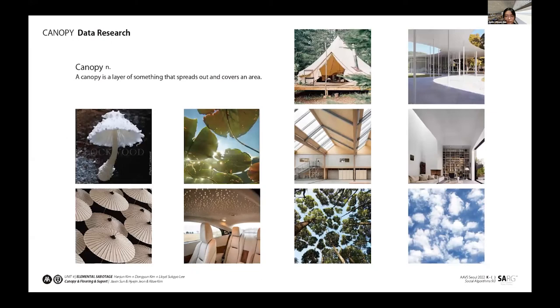And my keyword is canopy. The definition of canopy in the dictionary is a layer of something that spreads out and covers an area, which is a quite common element we can find in nature and our daily lives. For example, mushrooms, umbrellas, building roofs, and also trees in a forest. Next, please.